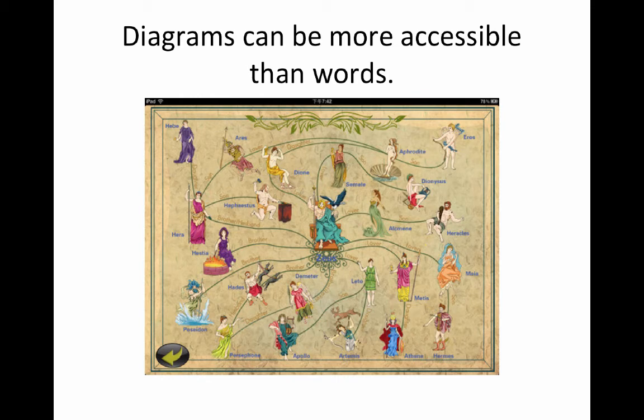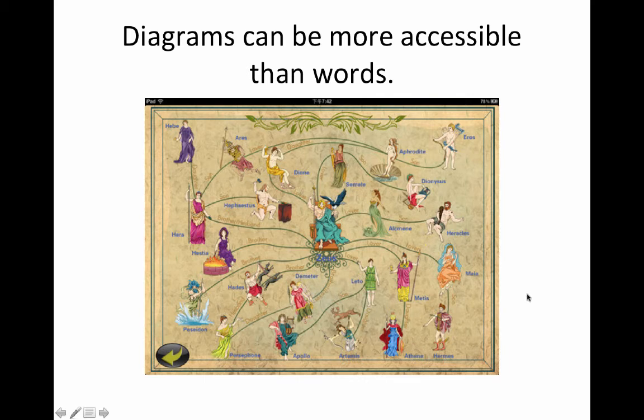Sometimes diagrams can be more accessible than words. In a case like this, where it's a family tree, it can capture a lot of information in just a small space. It would take a lot, basically like a whole text, to write out all of the relationships among the gods that are represented here.